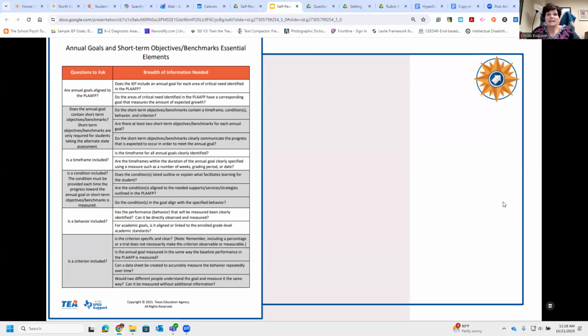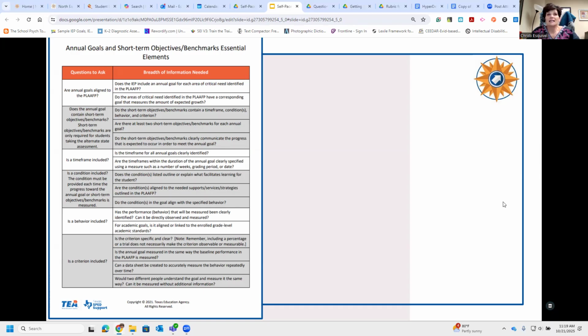Under questions to ask, we need to ask ourselves, are annual goals aligned to the PLAF? So in looking at the IEP, does it include an annual goal for each area of critical need that was identified in the PLAF? Do the areas of critical need identified in the PLAF have a corresponding goal that measures the amount of expected growth?